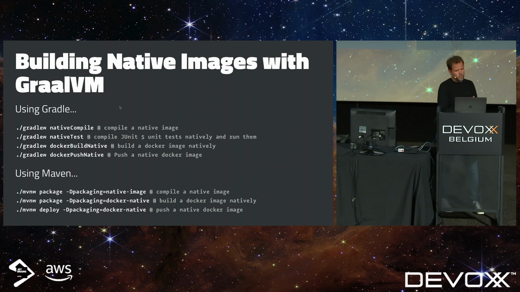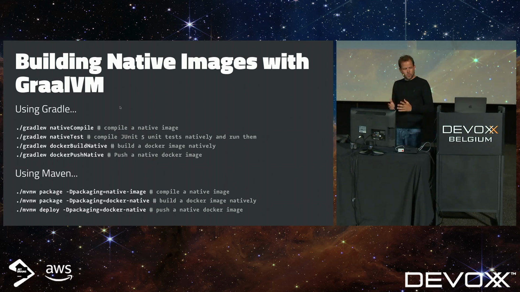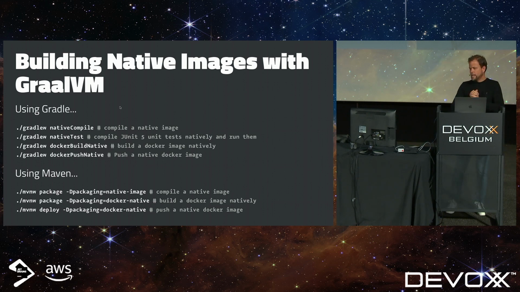So you can compile your JUnit 5 tests into a native image and run them as well if you're using JUnit 5. And we also integrate with things like Docker, right? So you can build native images in Docker, push native images to Docker container registries, and it works whether you're using Maven or Gradle, right?